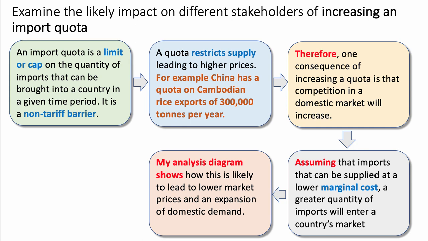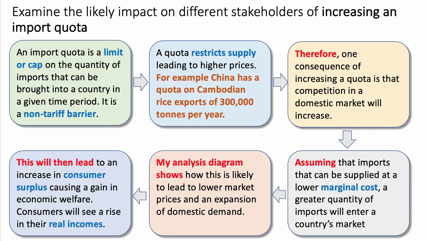My analysis diagram shows how this is likely to lead to a fall in market price and an expansion of domestic demand. This will then lead to, a nice connected phrase, an increase in consumer surplus, causing a gain in economic welfare. Consumers will see a rise in their real incomes. Keywords there in blue: non-tariff barrier, consumer surplus, marginal cost. If you can put those terms in your answer, you're going to get very good KA marks because you're using the concepts of economics. And there's a nice chain of reasoning there.